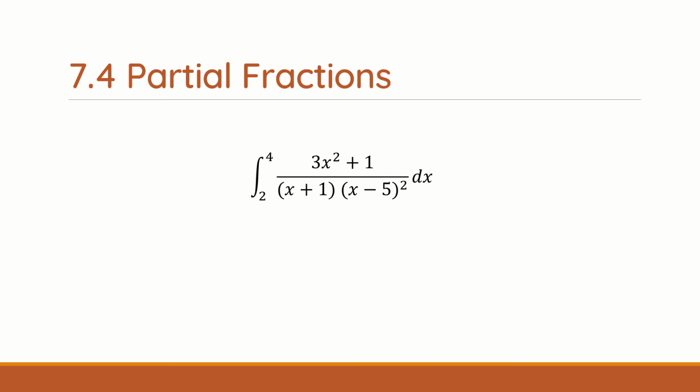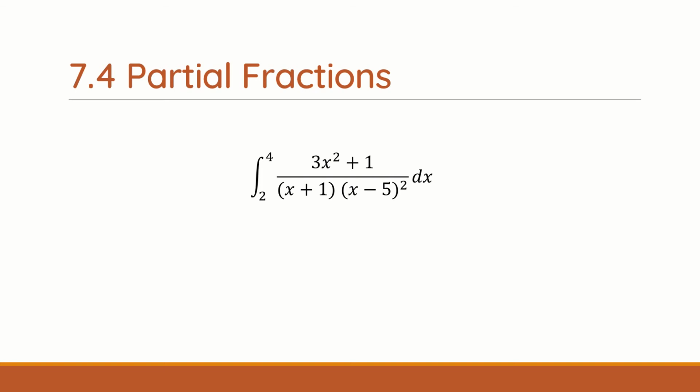It is 3x squared plus 1 over x plus 1 times x minus 5 squared. So first we would want to break the denominator into factors if it had not been done already. Here we can see we already have factors. It's as simplified as it can be. So we can move forward.